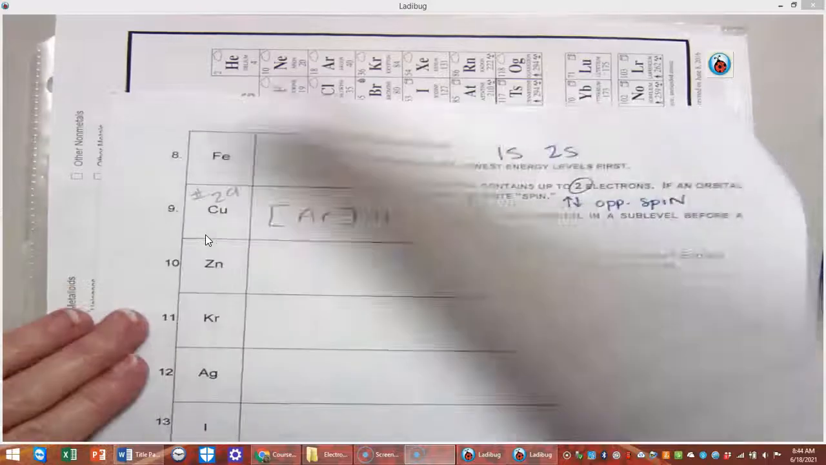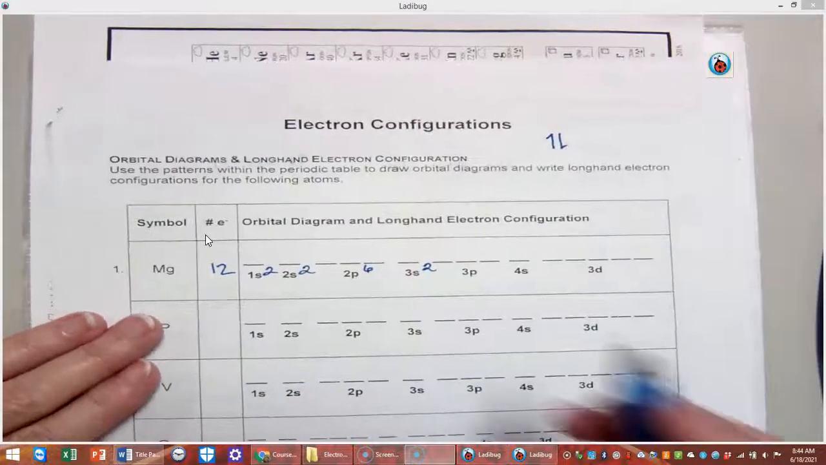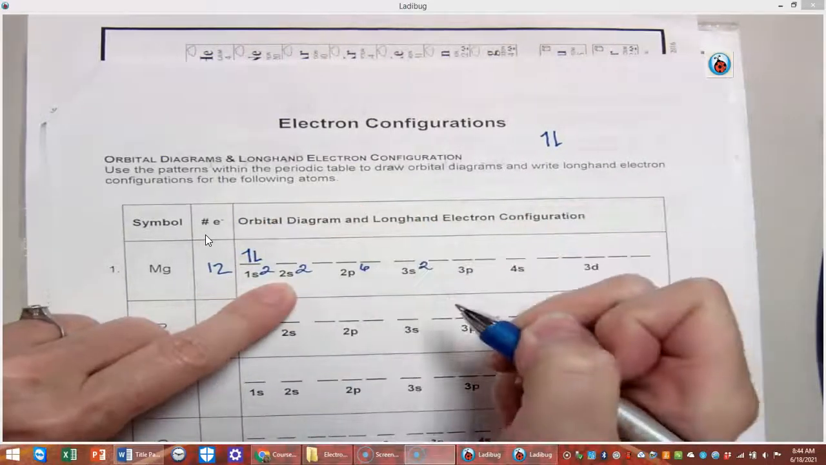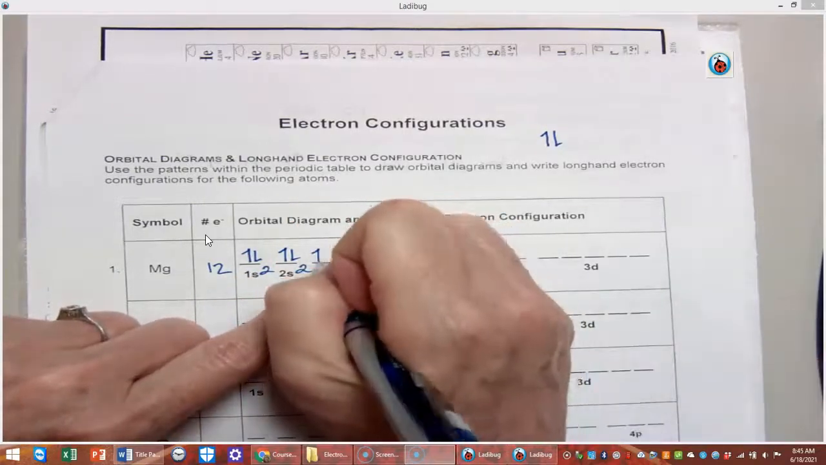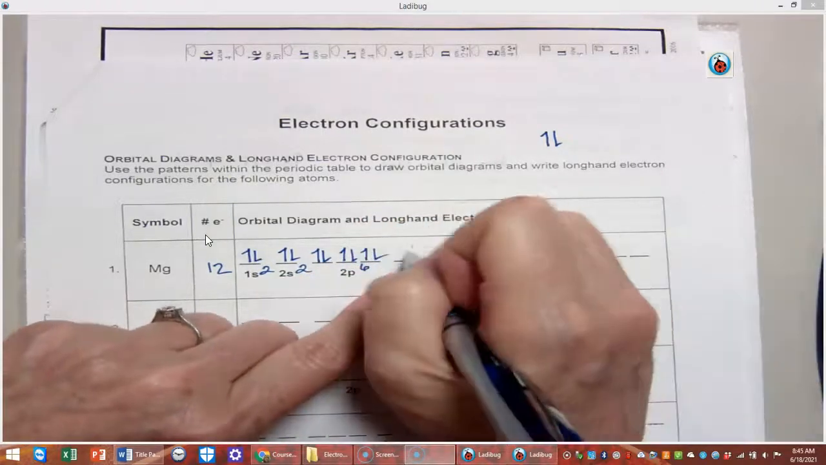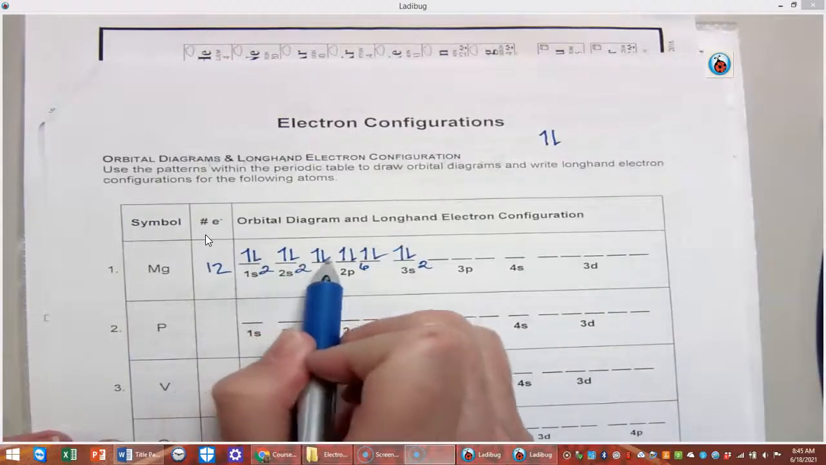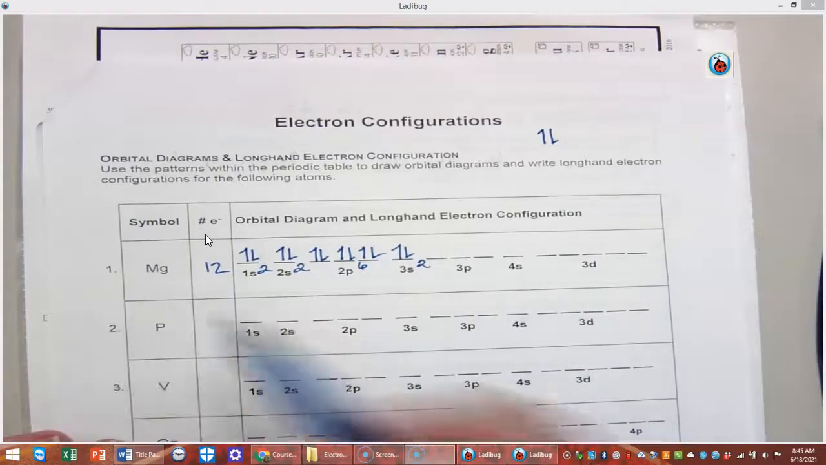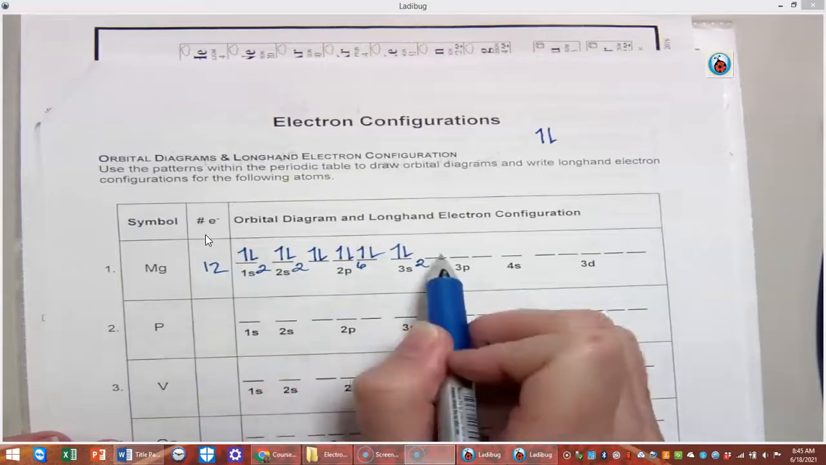Okay, so let's go back to this page. I'm going to draw arrows for magnesium. So I'm going to put 2, and again, it's arrow up, arrow down. Here the 2s needs 2, arrow up, arrow down. The p needs 6, so I'm going to go up, up, up, down, down, down, and then the 3s has 2 electrons. And there we go, we've got 12 electrons total: 1, 2, 3, 4, 5, 6, 7, 8, 9, 10, 11, 12. And there's our orbital diagram for magnesium. So don't forget to do your configuration and do the orbital diagram.